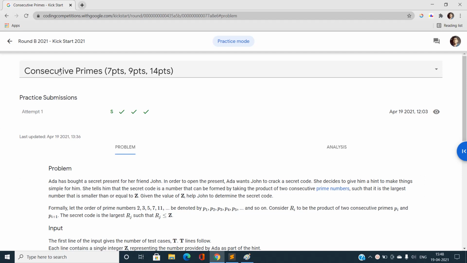The problem is Consecutive Primes, the very third problem of Kickstart Round B 2021. Okay, so without wasting our time, let's jump into the problem statement, find out the best solution of this problem, and analyze the problem statement.